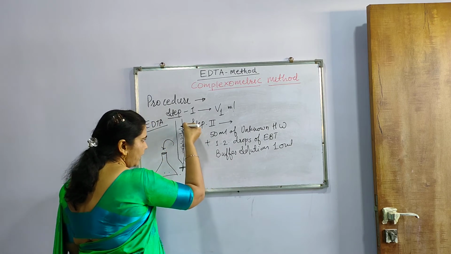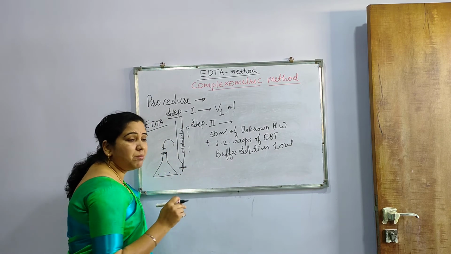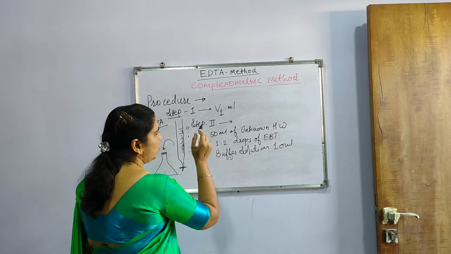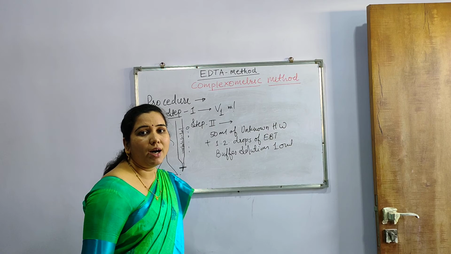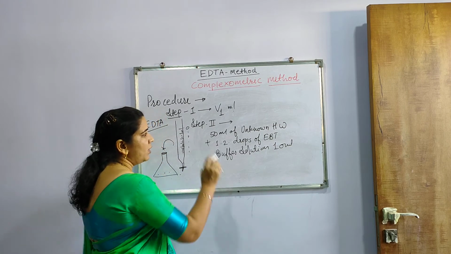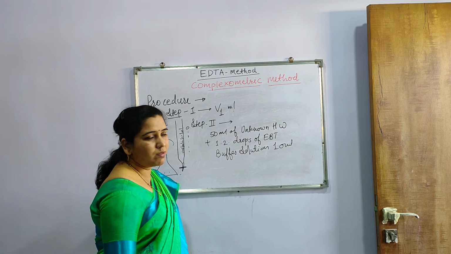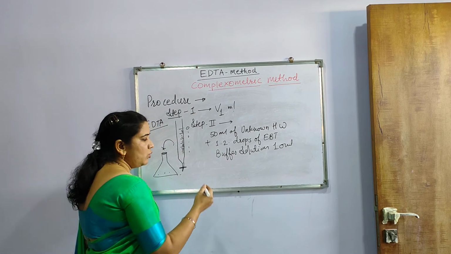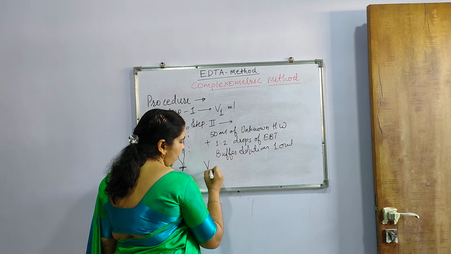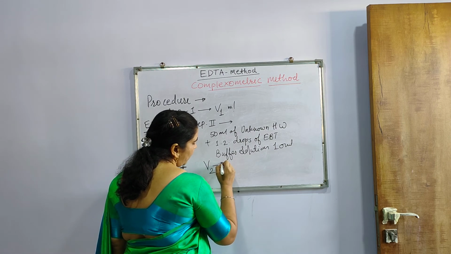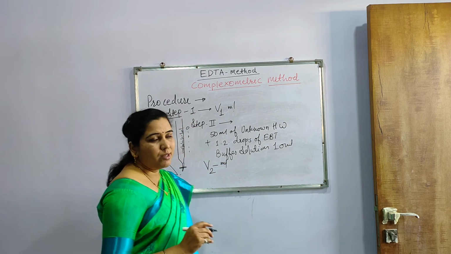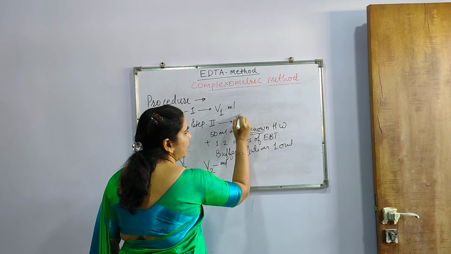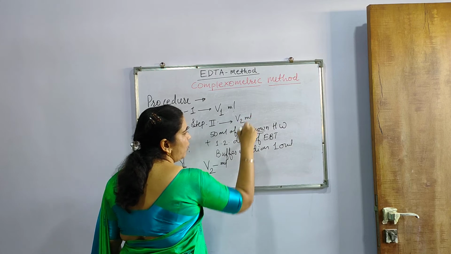Then again take the same EDTA which has been made for all types of water samples. During the first time we have used it for the standard hard water sample, during the second time for the unknown hard water sample. So again add EDTA dropwise in this conical flask, then you will get a color change at a particular volume of EDTA, that is called V2 ml. So during the second step, whenever we have used unknown hard water sample, at that time the volume of EDTA is V2 ml.